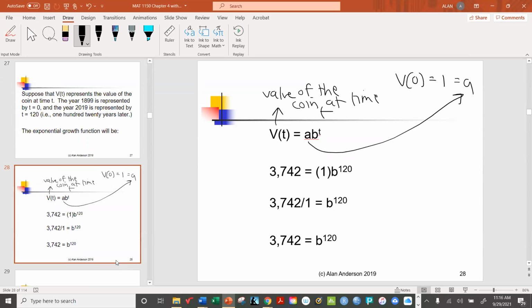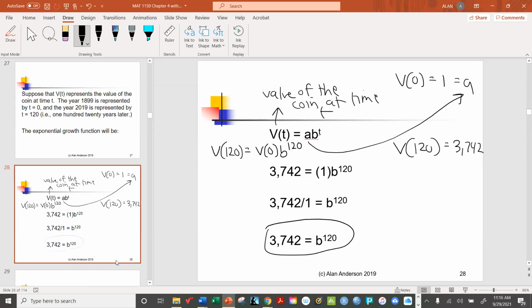We also were told that in 2019, 120 years later, the coin was worth $3,742. So I can rewrite this as V of 120 is V of 0 times b to the 120 power. And then I can plug in V of 120, V of 0. And now all I'm left with is one variable, which is b. I can divide both sides by 1, I guess. And now here you can see what we're going to do. Raise both sides to the 1 over 120 power.